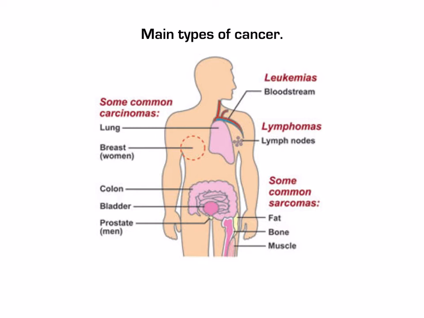There are a few main types of cancers. Cancer can be classified according to the way it affects the body. Carcinomas are a more common form of cancer in the body, and they include cancers such as cancer of the lung, breast cancer, colon cancer or colorectal cancer, bladder cancer, and prostate cancer. Leukemias are cancers that affect the bloodstream, lymphomas affect the lymph nodes, and sarcomas affect the connective tissue in the body, such as fat, bone, and muscle.